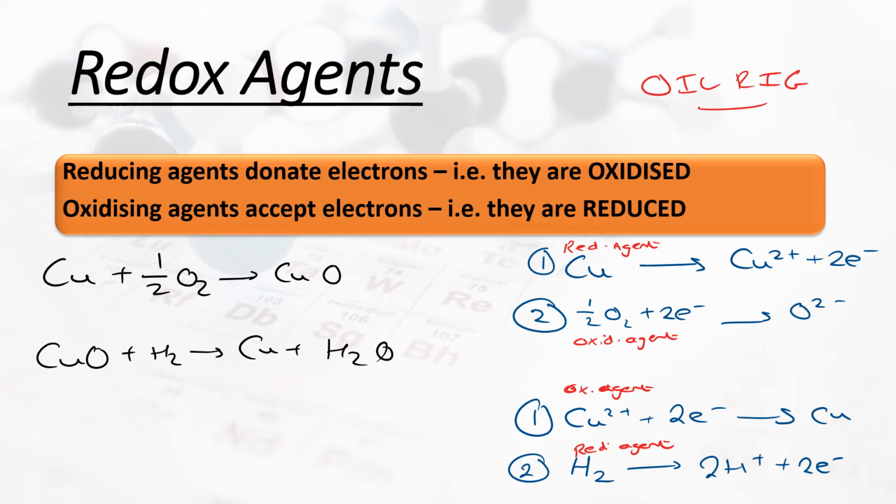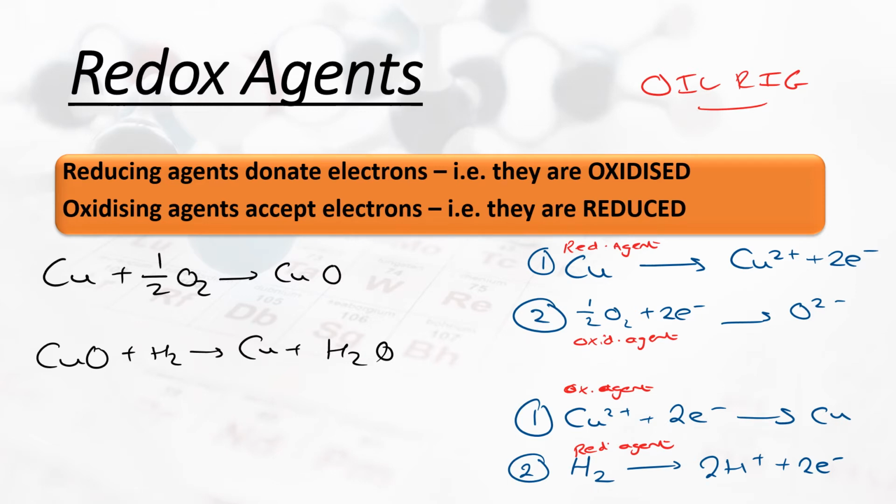Likewise for our oxygen, in this case we have a half O2 going to O2-, so therefore the half O2 must have gained 2 electrons. If it's gained 2 electrons, then we say the oxygen has been reduced, and if it's been reduced, it must be the oxidizing agent. And we can also do the same thing for the copper oxide plus hydrogen reaction. We have Cu2+ in the copper oxide going to elemental neutral copper. So our half equation is Cu2+ plus 2 electrons to Cu. So the copper here has gained electrons, that's reduction, and therefore the copper is the oxidizing agent.